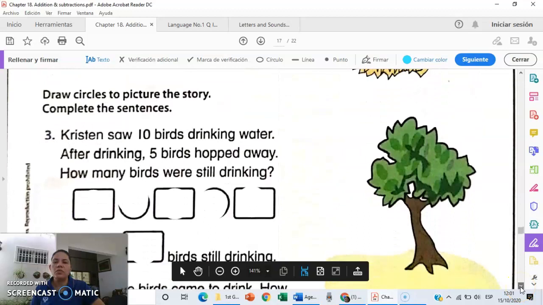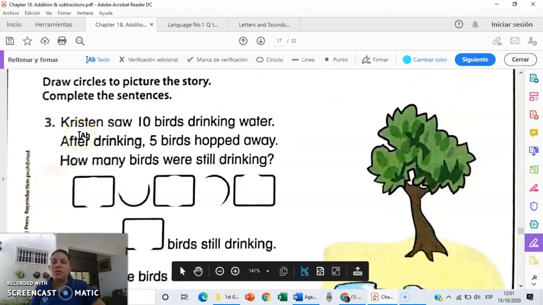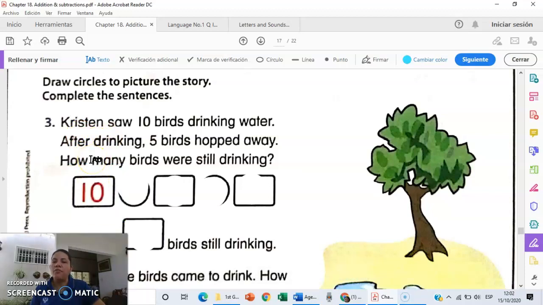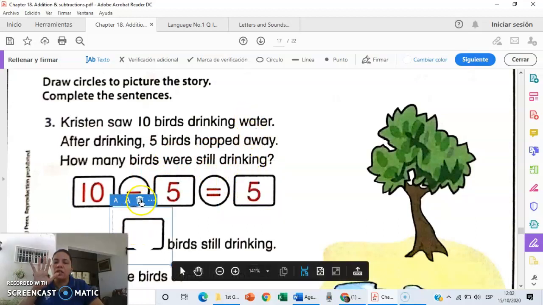So here are two exercises. First, Kristen saw 10 birds drinking water. After drinking, 5 birds hop away. How many birds were still drinking? Okay, so you have 10 birds drinking water, but then 5 just left to another place. So how much do you have now? Yes, so you take 10 minus 5 equals 5. Correct. So you still have 5 birds drinking water.